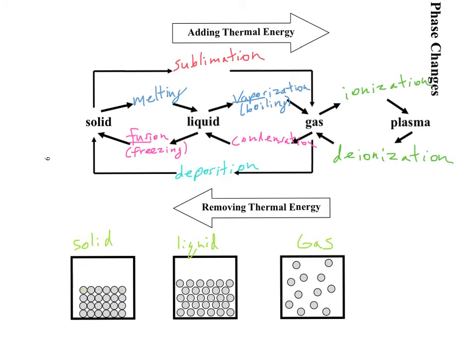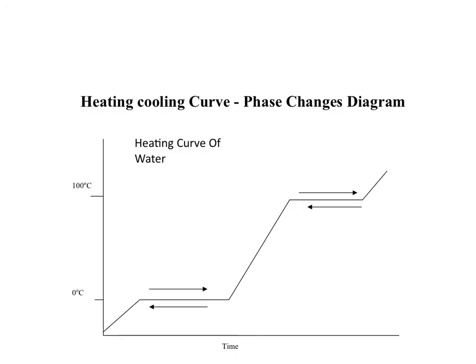In a liquid, they slide past one another. And in a gas, they're ricocheting off one another, ricocheting off the walls. So we just said that in order to do a phase change, we must add or remove thermal energy. So when I'm talking about thermal energy, I'm talking about heat. And a big problem that students have is they have a misconception of heat and temperature. So we're going to look at heat versus temperature real quick.